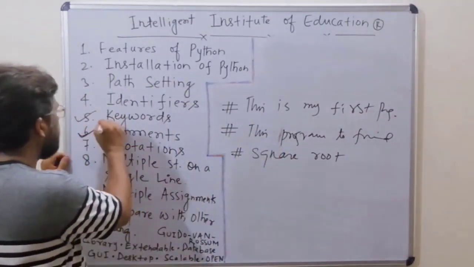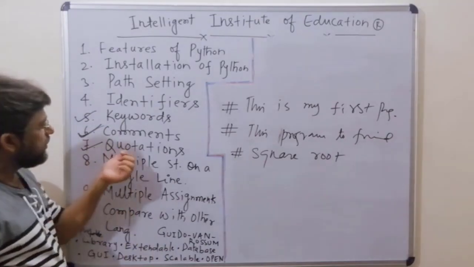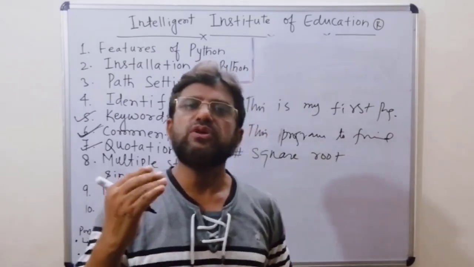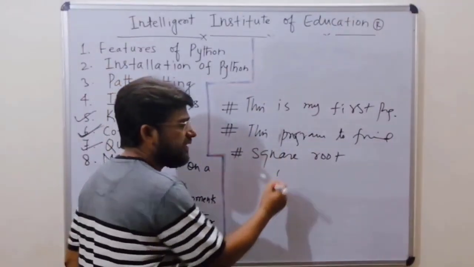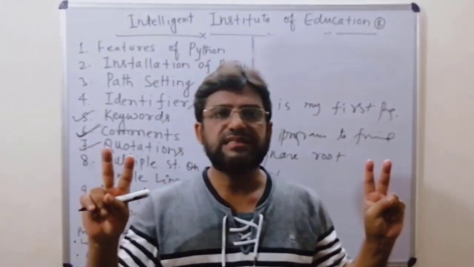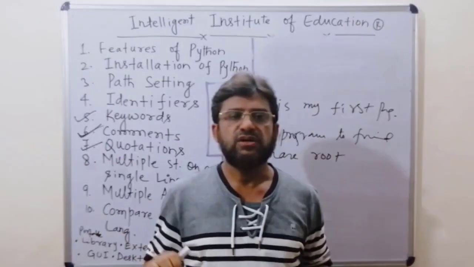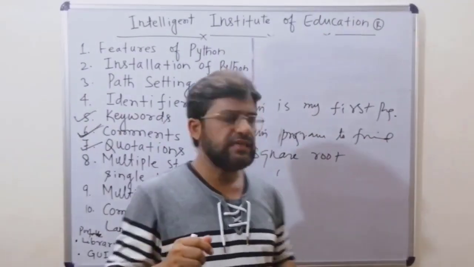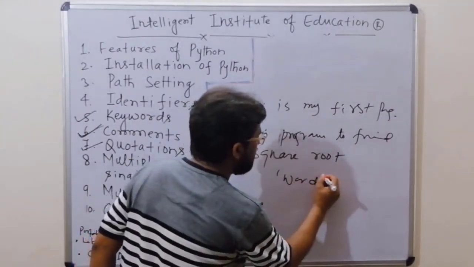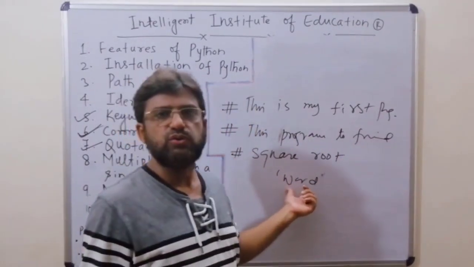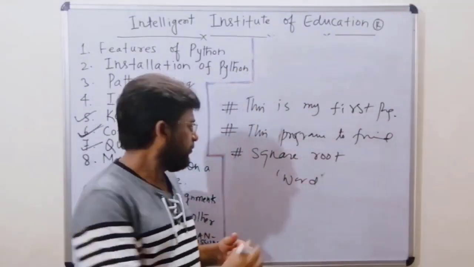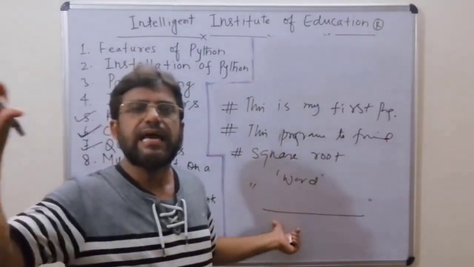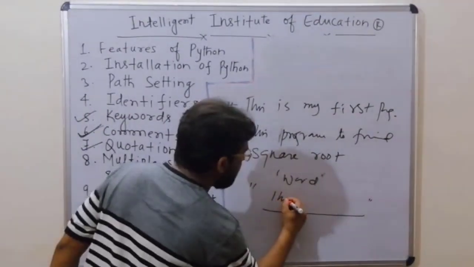Next, after comments, I want to explain quotations. Basically, in Python we have three types of quotation. First we have single quotation, then double quotation, then triple quotation. While in a program, if we are going to use a single quotation, we use it for any word. In double quotes, we have to use one statement, one line.